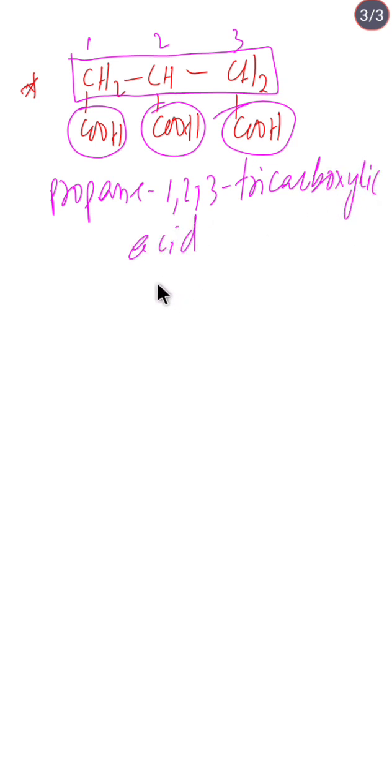Okay, propane 1, 2, 3 tricarboxylic acid. In this name, prop is the word root, and there is no side chain here. ANE is the primary suffix, and tricarboxylic acid is our principal functional group, the secondary suffix. Okay, now let us move to the next example.